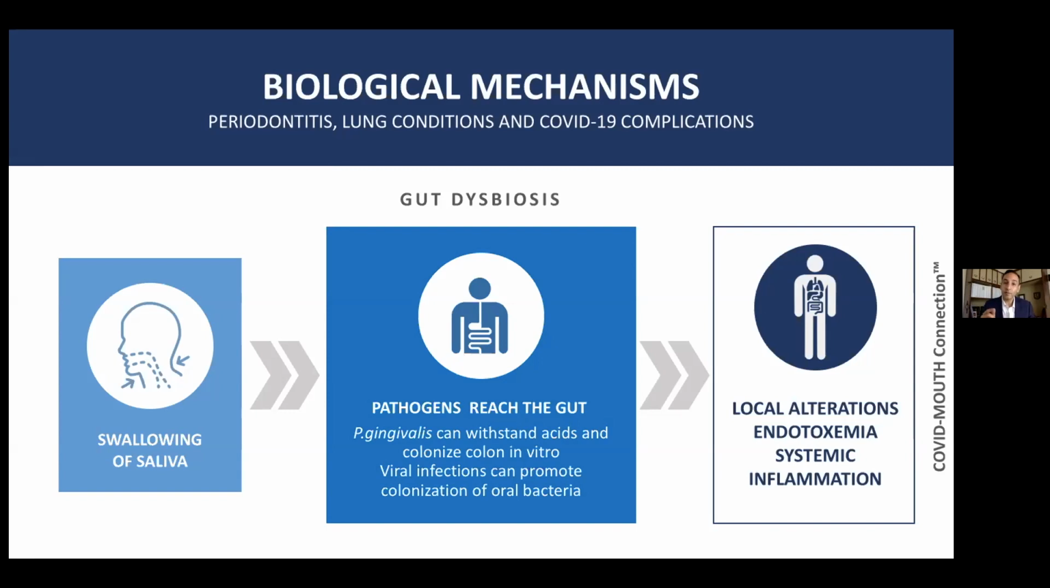Another possible mechanism that's been proposed is the relationship between us swallowing actual bacteria into the gut and creating a gut imbalance. And what that does is, when we swallow bacteria, for example, like P. gingivalis, it can survive through the acidity of the stomach and release something called LPS, which is the weapon that they have, which then causes an endotoxemia, leading to systemic inflammation.